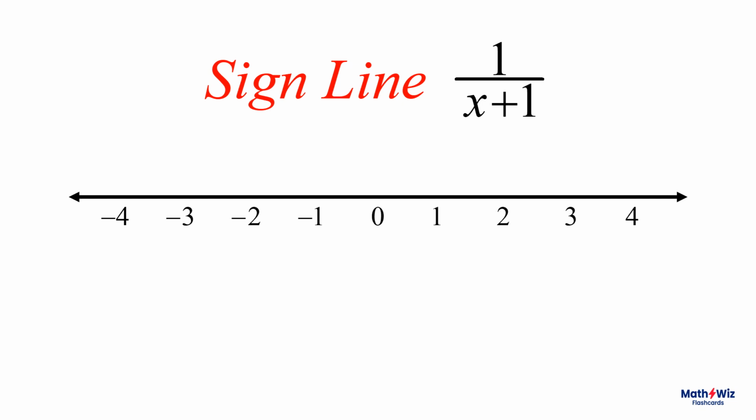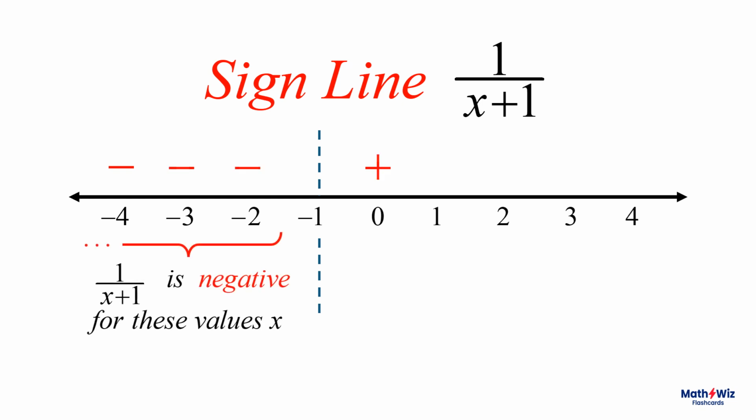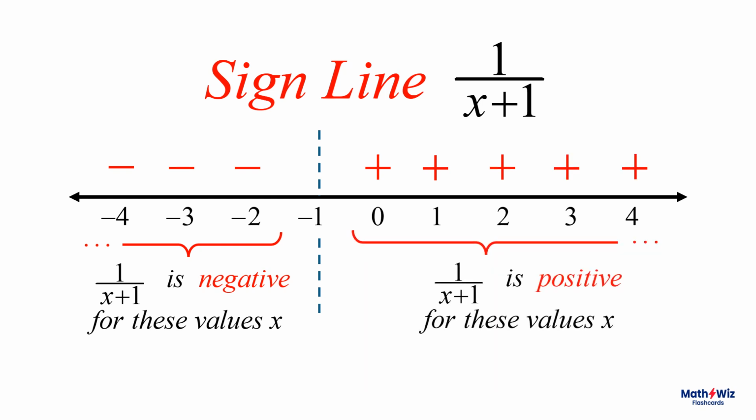Let's try a different sign line, this time for the expression 1 divided by x plus 1. A problem occurs when x is equal to negative 1. We will put a blue vertical dashed asymptote there. Using values on the left, the expression 1 over x plus 1 is negative. Values on the right of the asymptote, 1 over x plus 1 is positive. There's a sign line for this expression.